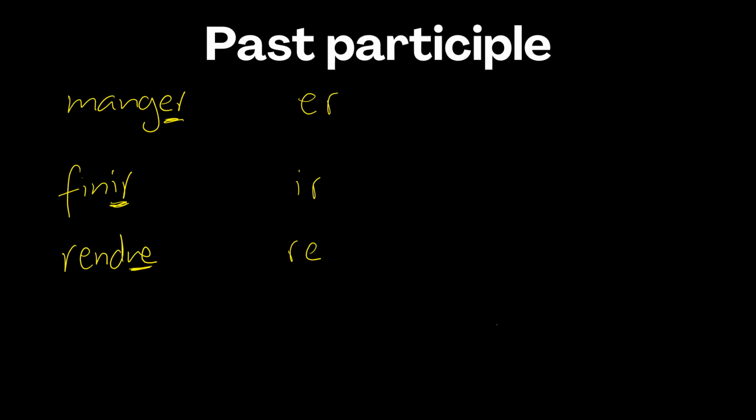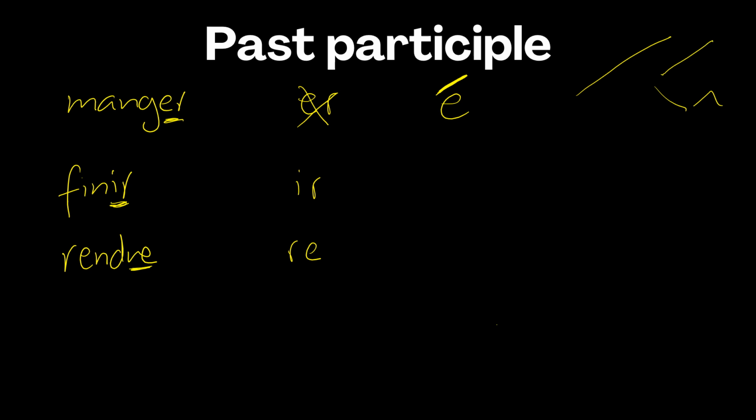Now, depending on which category your verb comes under, you're going to apply a slightly different formula. So, if your verb is part of the ER category, what you're going to do to transform the infinitive into a past participle is this. You're going to remove the ER from the verb, and add instead an E with an accent that starts at the bottom and goes up like that.